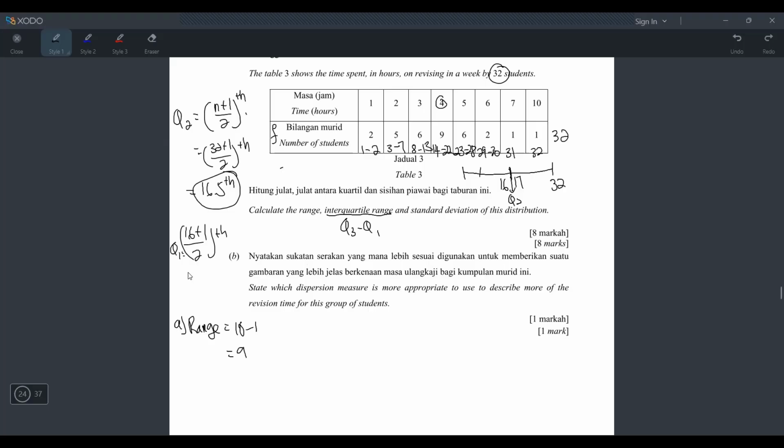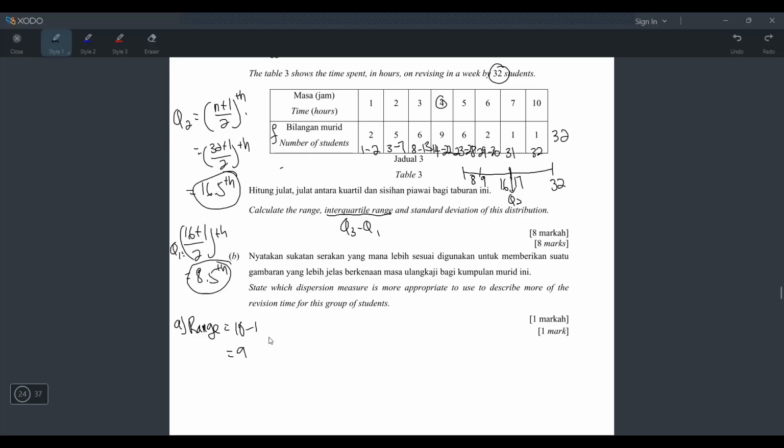So your Q1 is at which position? 17 divided by 2. It's 8.5, right? So make sure you do it the right way. This is 8.5. But you don't tell me the Q1 is 8.5. I told you already, this one is the kedudukan. This formula we use to find the position. So 8.5 means in between the 8th number and the 9th number.